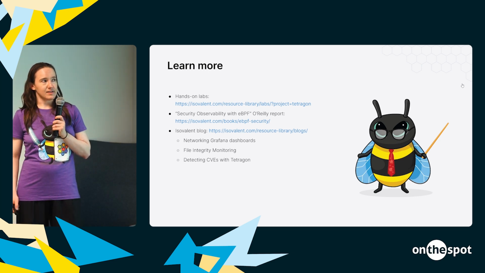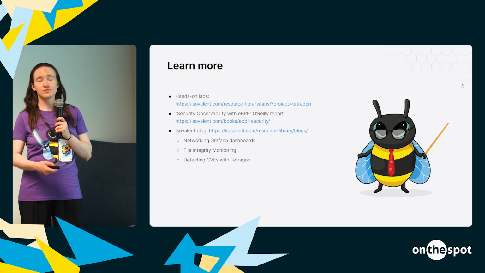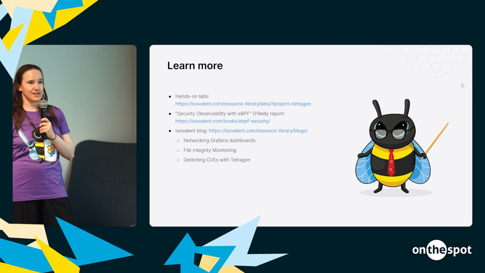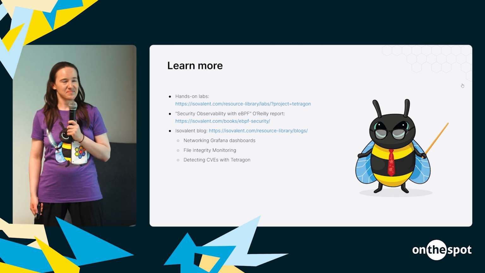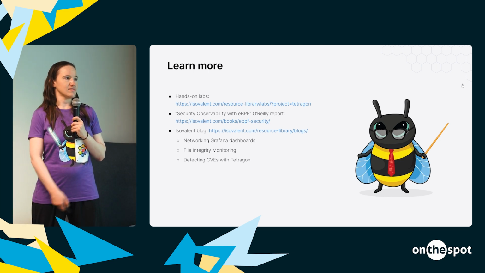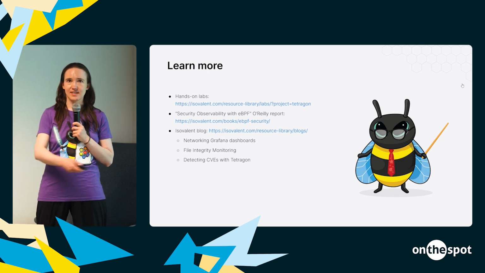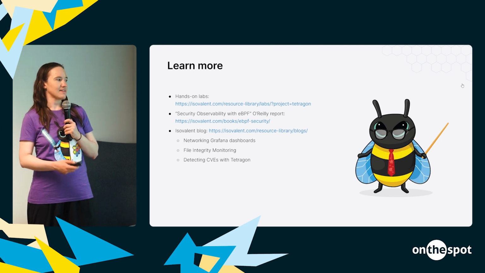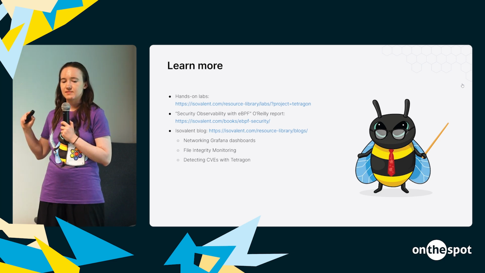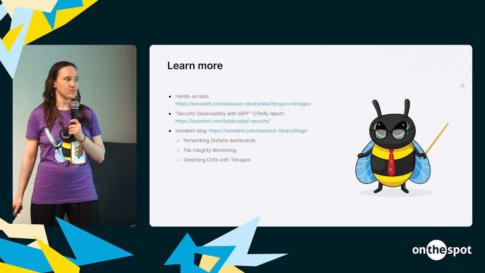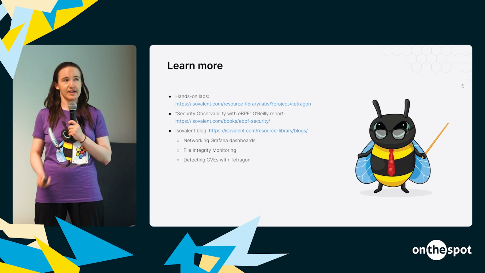There is an O'Reilly report written by my colleague that you can download from the Isovalent website for free, for the price of your email, I guess. So check it out too. And on the Isovalent blog, we have detailed walkthroughs of several of these use cases that I just quickly showed. Things like file integrity monitoring or specific CVEs that can be detected and blocked with Tetragon are covered there too. So check it out if you are interested in some specific use case and want to deep dive into it.